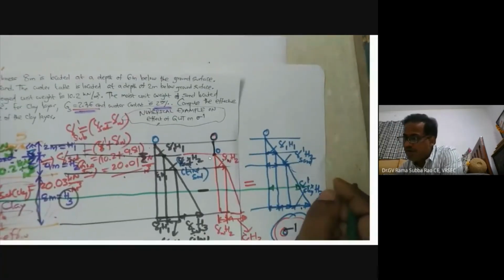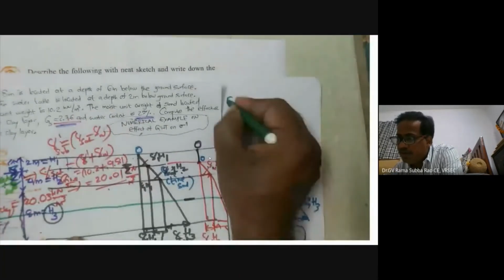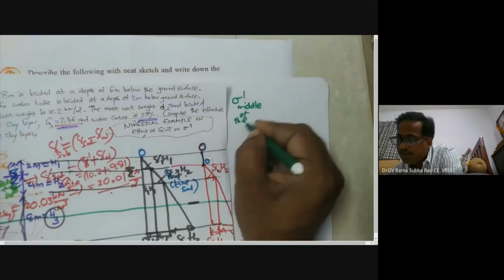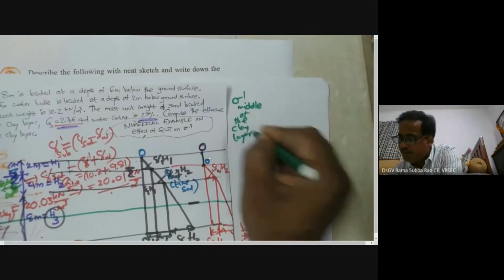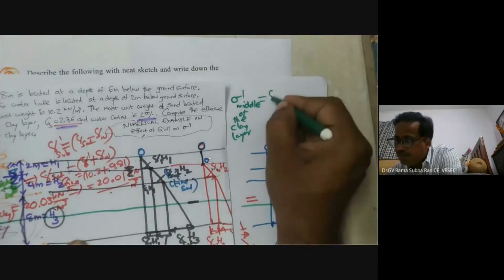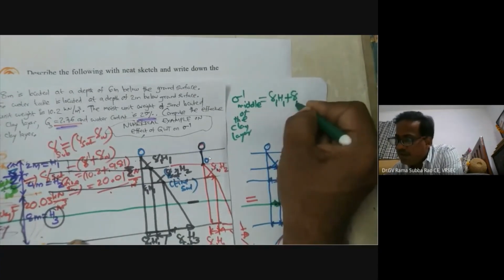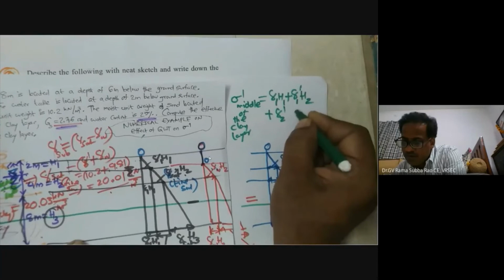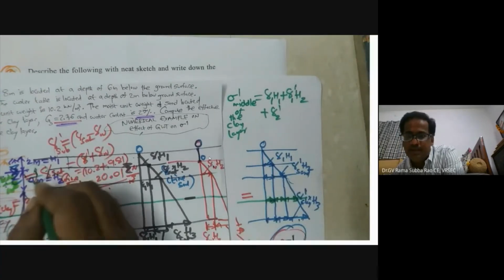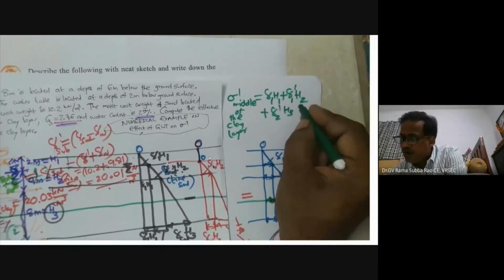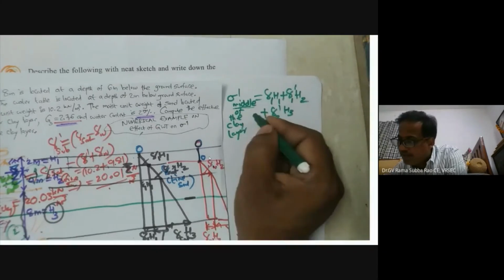So now you can write here, sigma dash at middle of the clay layer. So this will be, just see now, this is the answer now. Gamma 1 H1, this is gamma 1 H1. And one can write now gamma 1 H1 plus gamma 1 dash H2 plus gamma 2 dash, the clay layer is 2, sand is 1, an easy way of representation, gamma 2 dash H3 or H3 by 2, because we want effective stress at middle of the clay layer, H3 by 2.